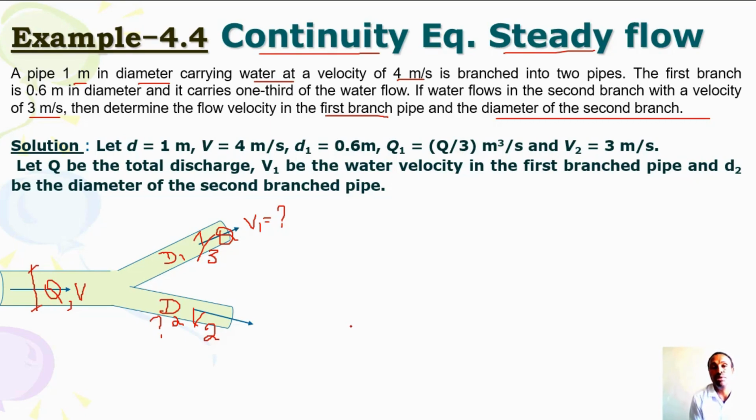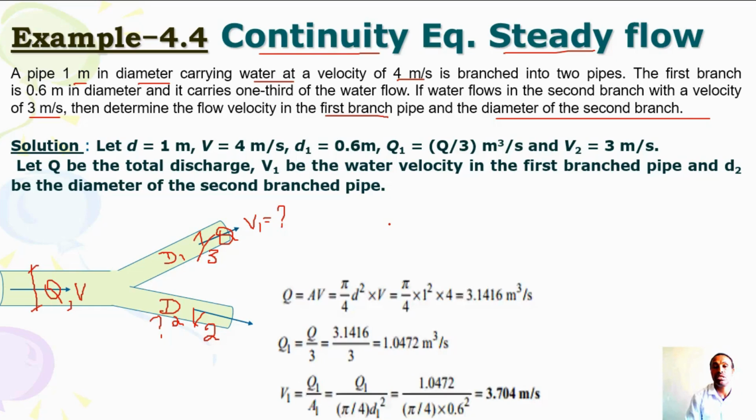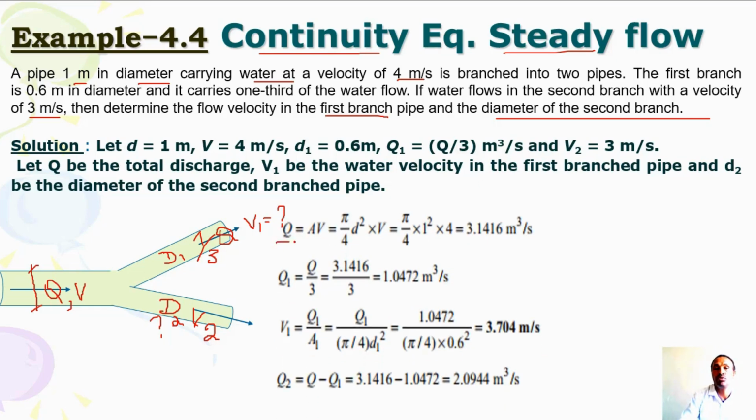Now let D be 1 meter and V be 4 meters per second. Q1 is 1/3 of Q, and V2 is given as 3 meters per second. Let Q be the total discharge, V1 the water velocity in the first branch pipe, and D2 the diameter of the second pipe. Then what will be the result? First you have to find the total flow rate. Since you have the total velocity, area times velocity, so the area is pi over 4 d squared times V. Then you get this result.